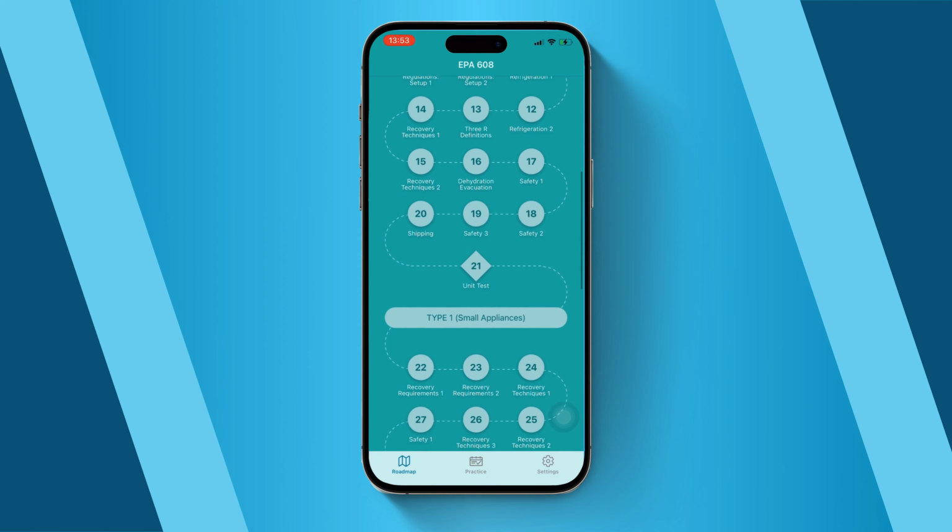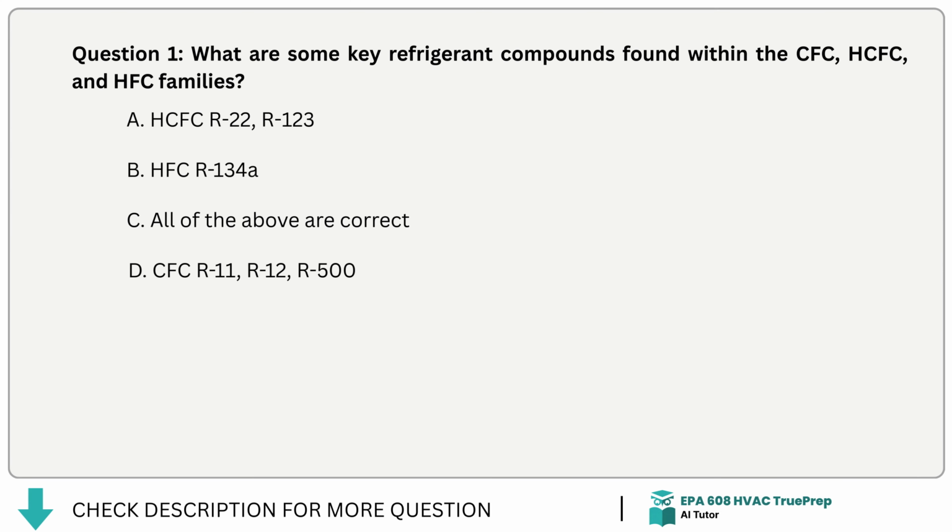Let's get started. Question 1. What are some key refrigerant compounds found within the CFC, HCFC, and HFC families? A. HCFC R22, R123. B. HFC R134A. C. All of the above are correct. D. CFC R11, R12, R500.